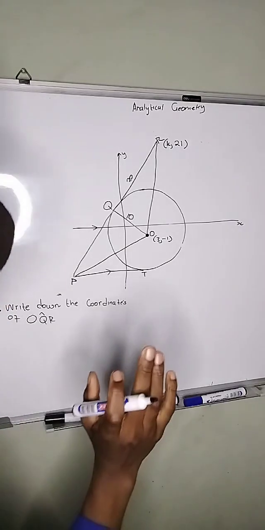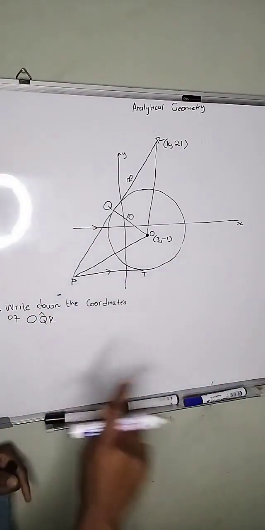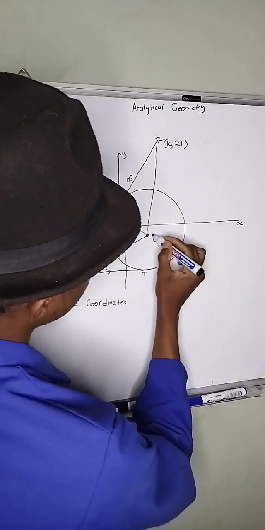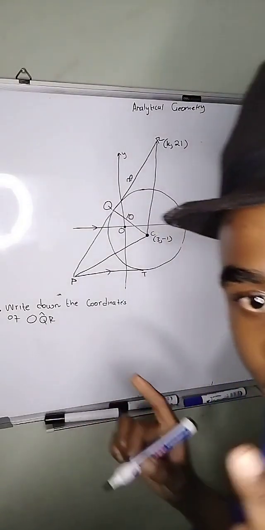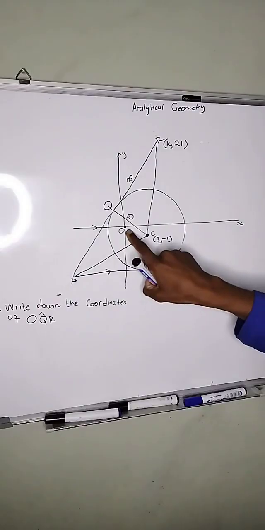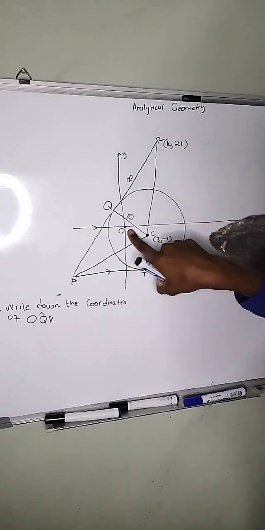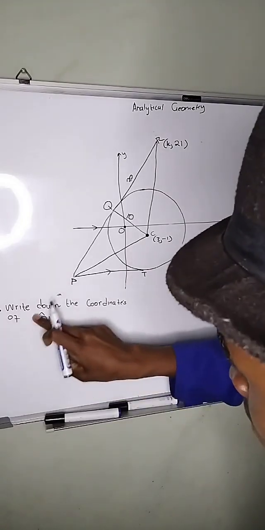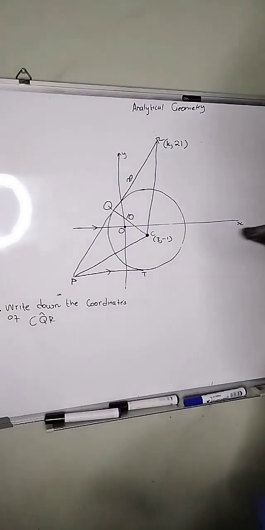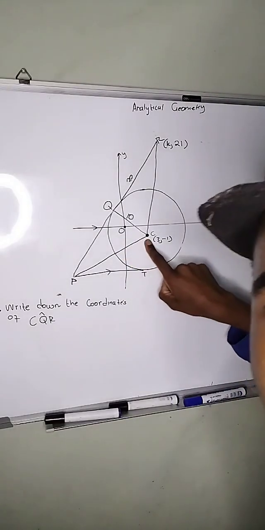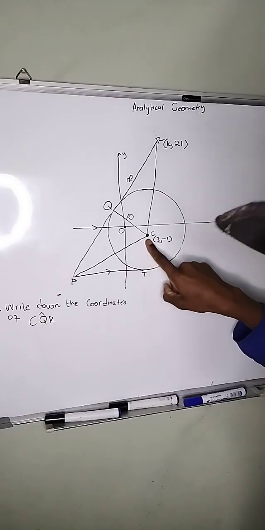Oh, C. Wait before you answer. This is C, ne? And this is O. Guys, understand the difference. What is this? Yes, it's the origin. And what is C? C is the center of the circle.